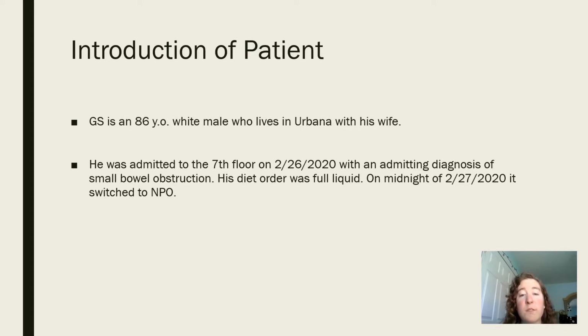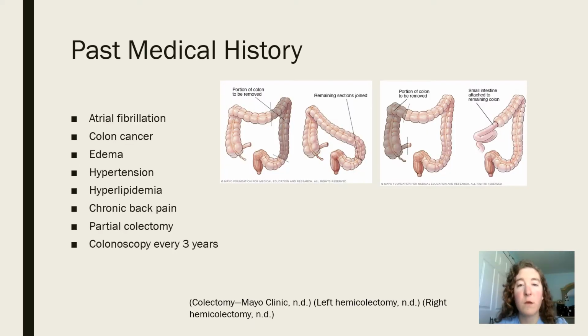His diet order was full liquid, and his diet order was scheduled to change to NPO at midnight on the 27th of February due to a procedure happening the next day. The information on his doctor was not obtained from Epic. GS has a history of atrial fibrillation, colon cancer, edema, hypertension, hyperlipidemia, and he struggles with chronic back pain.